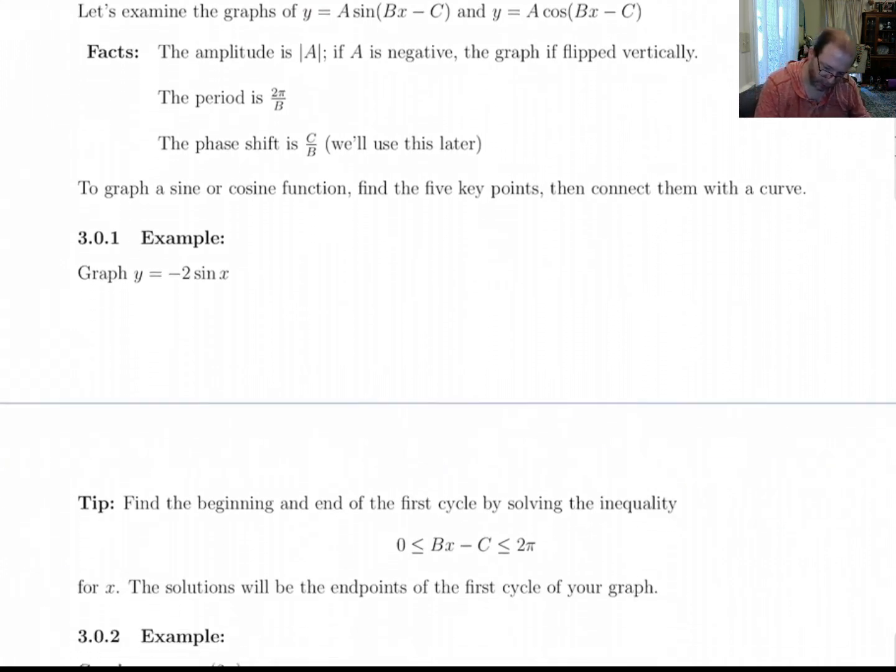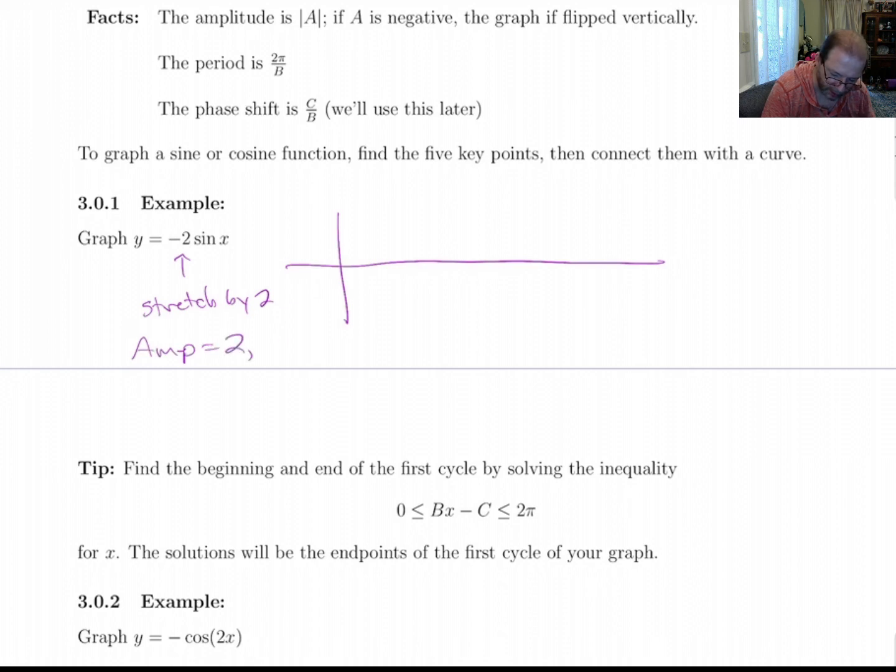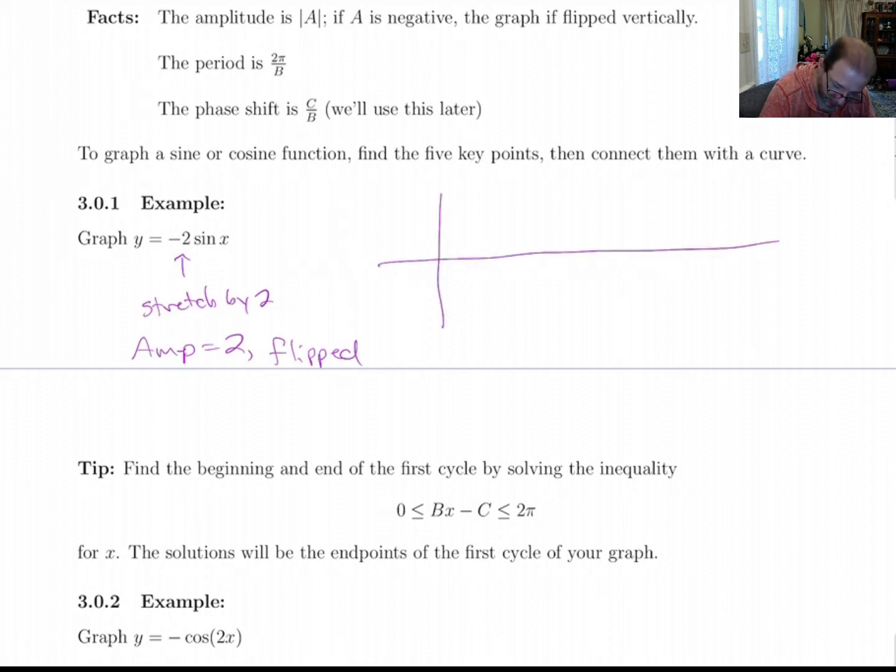So let's do a quick example here. If we were to graph y equals minus 2 sine x, all right, if the only thing this is doing is it's taking the sine wave and it's stretching it by 2, or in other words, the amplitude is 2, and it's also flipped vertically. So if I were to graph this, it would look like this. Let's say this is 1, this is -1.